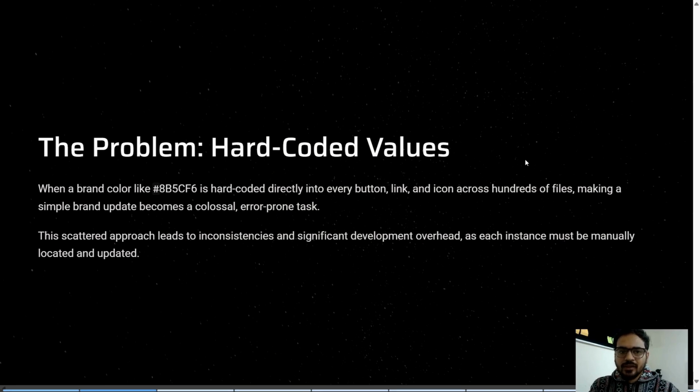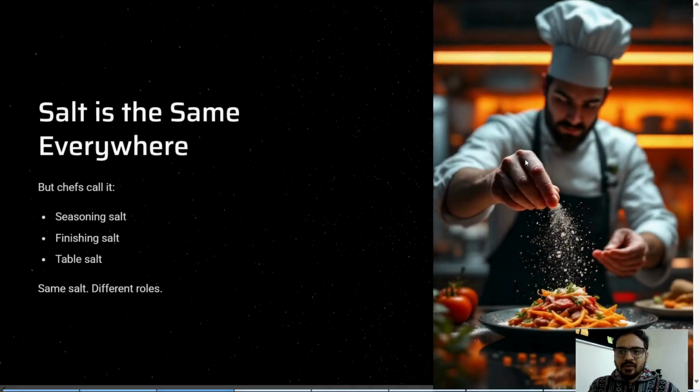That's the problem without building a design system. Let's say there is a color of your brand and you manually update it in one go. It's very hard to do because you have to go to every button, link, and icon. So it's a very tedious task to change it everywhere. Let's understand from a simple analogy.